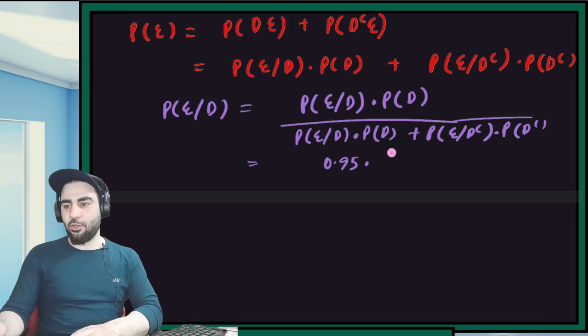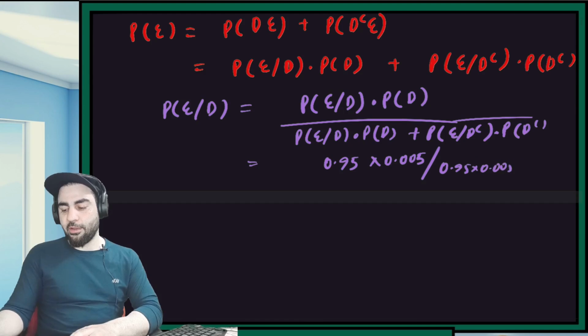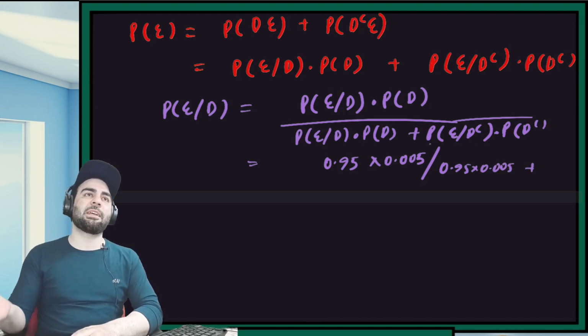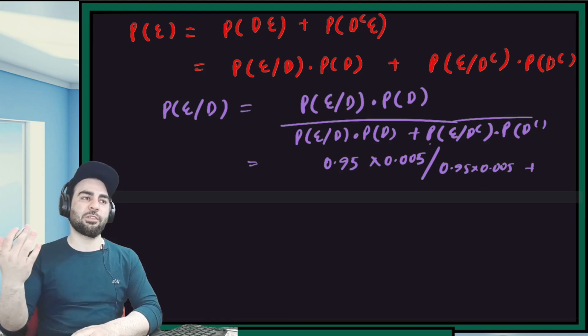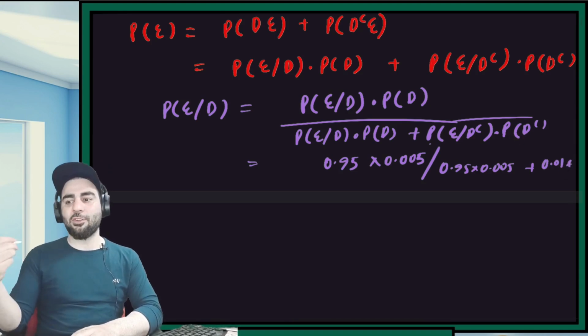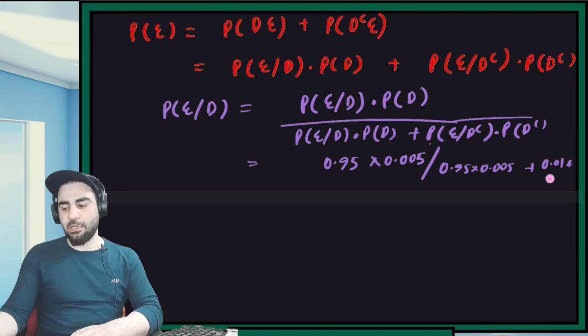That is 0.5%. This is multiplied by 0.005, divided by, again, the same thing over here, 0.95 multiplied by 0.005, plus the probability that the patient is not diseased but the test still shows positive. That is a false positive, so here you can use the false positive rate, 0.01. And how much of the population does not have the disease?